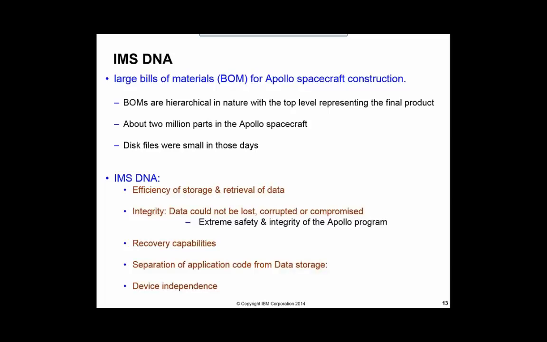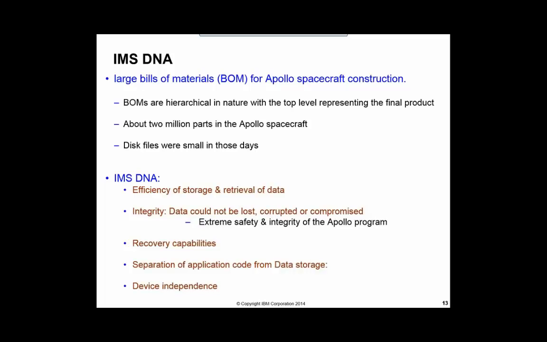Also, the IBMers at that time understood that the hardware technology was going to evolve, and disk files were going to change, and they were going to become faster and bigger and stronger. And so they had to have a separation of the application code from the data storage. So if you changed how data was stored, you shouldn't have to go in and change your applications. Now, of course, today, we kind of expect that from database management systems. That's sort of rule number one in database management systems, that there has to be a separation of application code and data storage. But back then, this was innovation at its best.